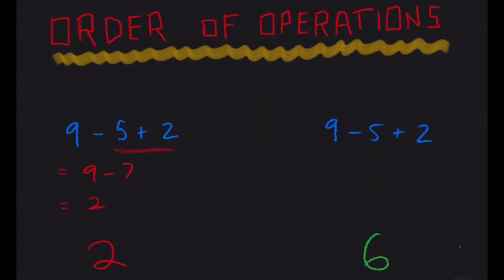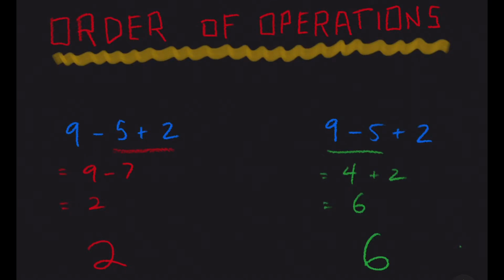Okay, the other way you could do this is, what if you just went from left to right? So if we started with the subtraction first, 9 minus 5 is 4. Okay, so maybe this is equal to 4 plus 2. And 4 plus 2 is equal to 6. So there you have it. That's how you would get 6.